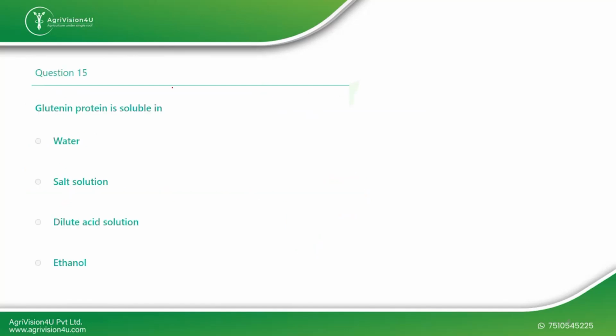Now the question is, gluten protein is soluble in what? Gluten protein is basically soluble in dilute acid solution.